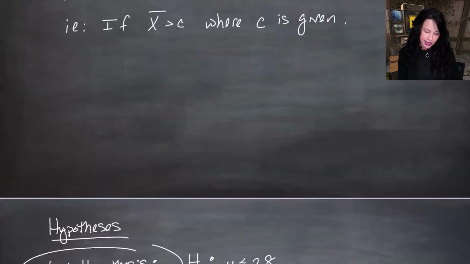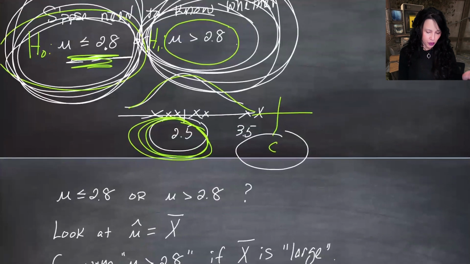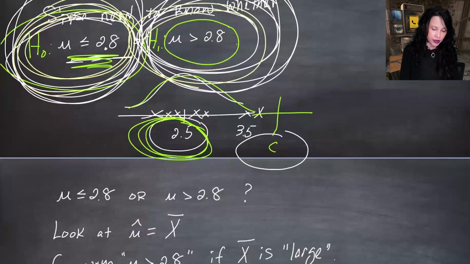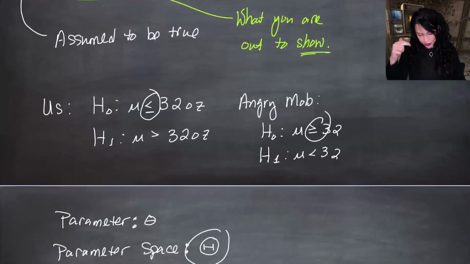Okay, so we're going to find a cutoff C. Maybe in this picture, C is 3.8. I'm going to say if the sample mean X bar is greater than 3.8, then I no longer believe that this is true, and I'm going with this one. We might make a mistake, and so let's talk about errors in hypothesis testing.